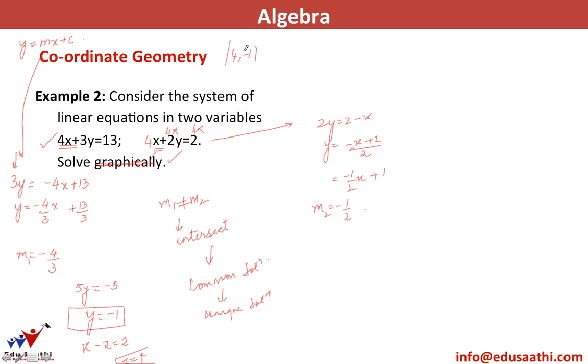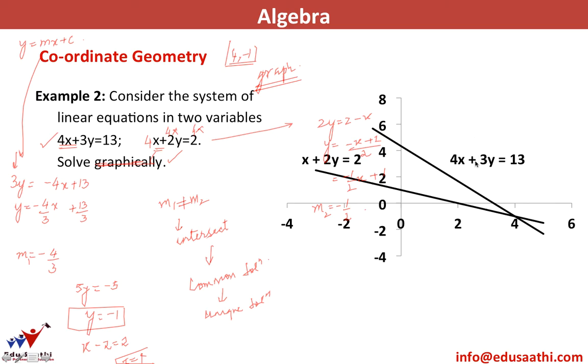This point satisfies both the equations simultaneously, also known as the solution of the system of equations. This solution is the point where the lines meet graphically. So if I try to draw the graph, this is how it will look. This is the graph for 4x plus 3y equals 13, and this is the graph for x plus 2y equals 2. The two graphs would definitely intersect at a point which is (4, minus 1), which is the common solution for both.